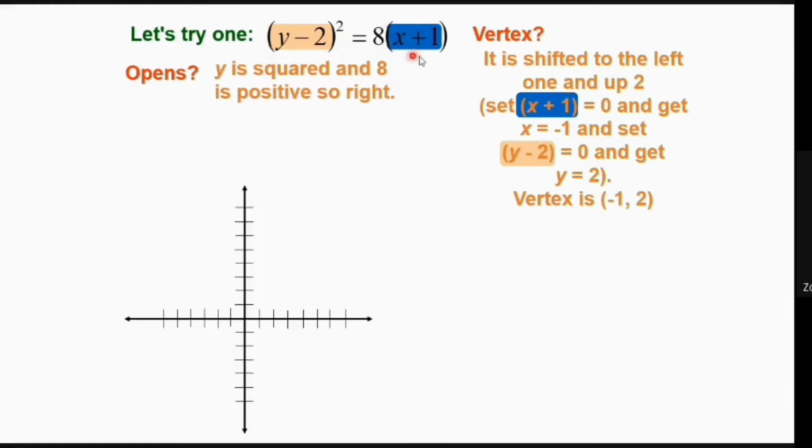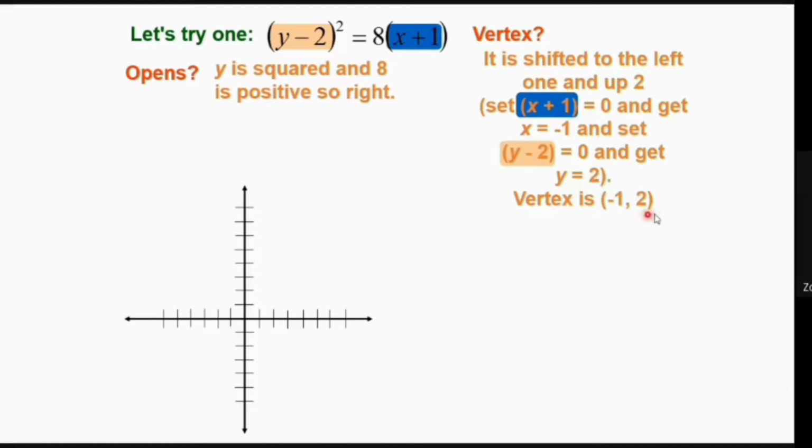Yung x plus 1 dito, let us set that to be equal to 0. Ayan po, x plus 1 is equal to 0. And then for you to be able to get the value of x, that would be negative 1. Ganun din, yung y minus 2 doon will be set to 0. And to get the value of y, we transpose this to the right, it will become y is equal to 2. So, yung x component is negative 1. Yung y component naman is positive 2. Yun po yung vertex.